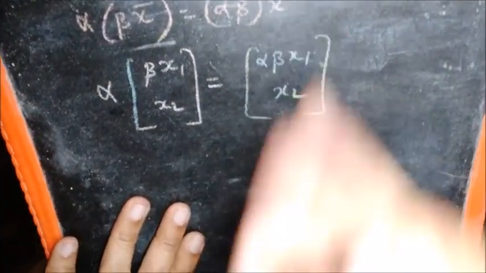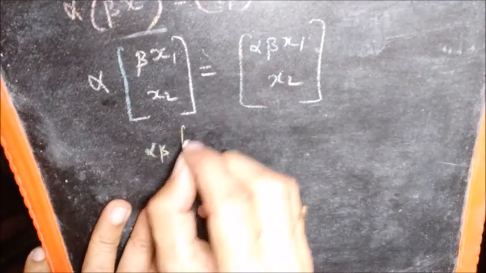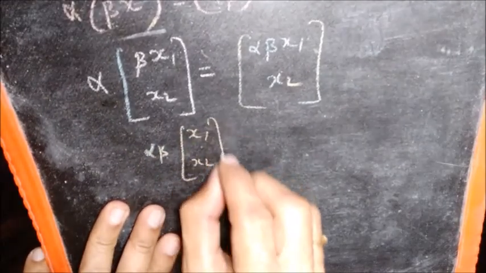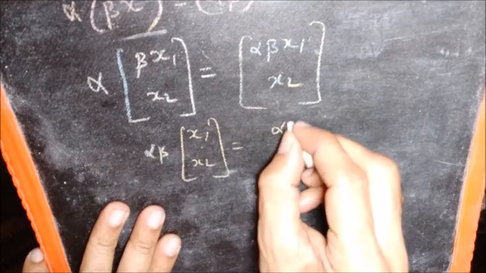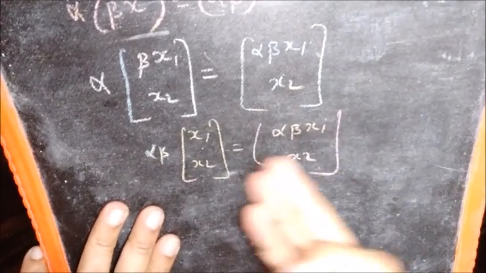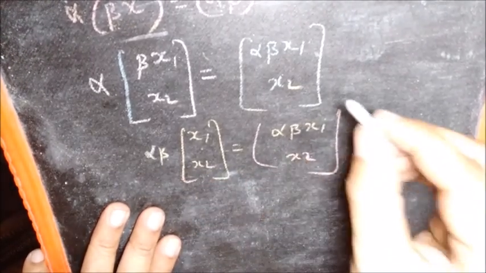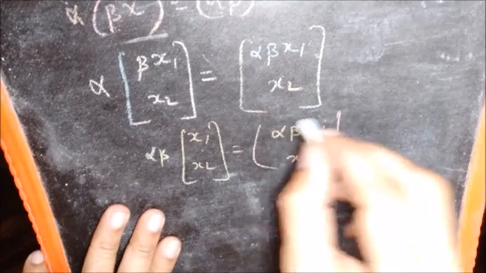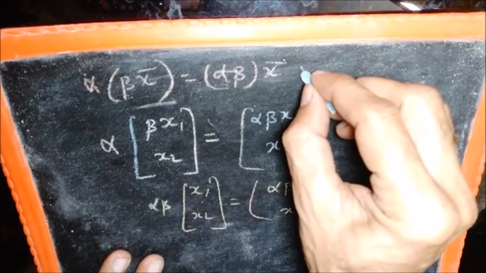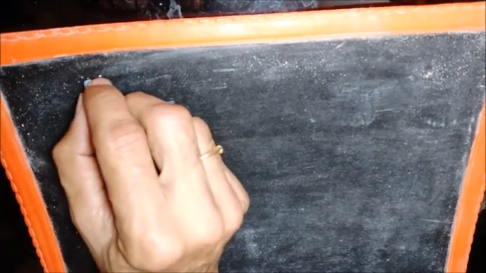And now we look at the right hand side, alpha beta into x. So alpha beta into x gives us alpha beta x1 x2. So we see that there are no extra steps here. Just the way we have defined it, we get the answer straight away. These two are equal to each other. Left hand side is equal to right hand side, which means that this property is also satisfied. Again, so far so good. Now we'll move on to the next property.